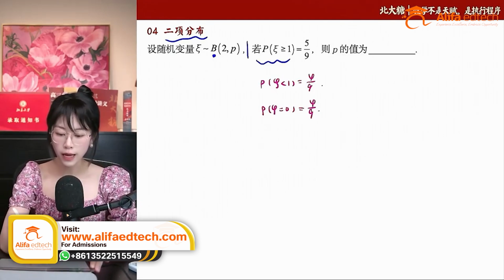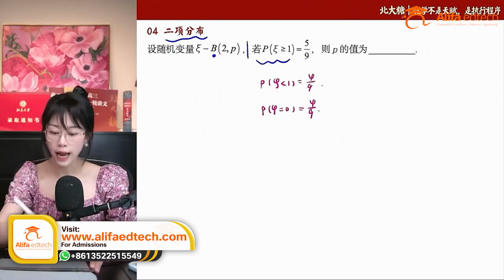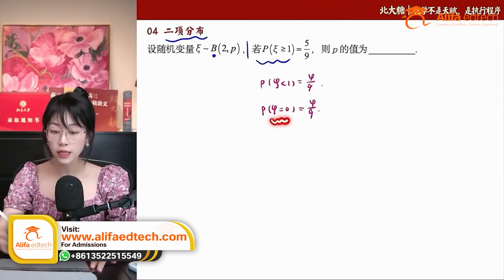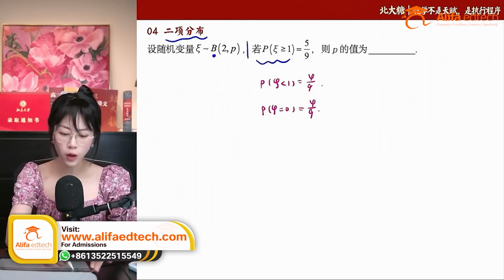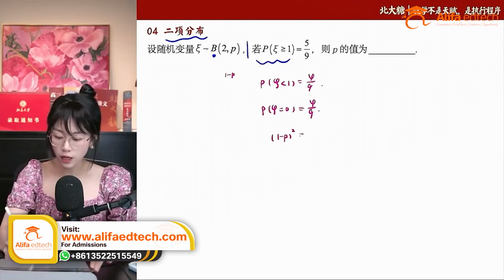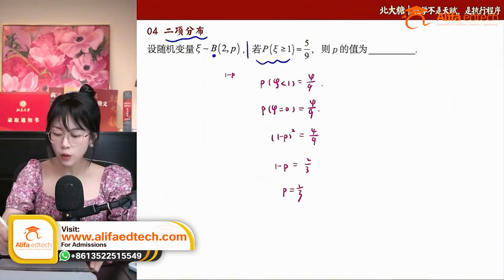So everyone, take a look. What does this 2p mean? The 2 refers to how many times it occurred, and p refers to your probability of success. Here, I succeeded 0 times, which means I failed twice. The probability of failure is 1 minus p, so failing twice is 1 minus p squared, which equals 4/9. So 1 minus p equals 2/3, which means p equals 1/3.